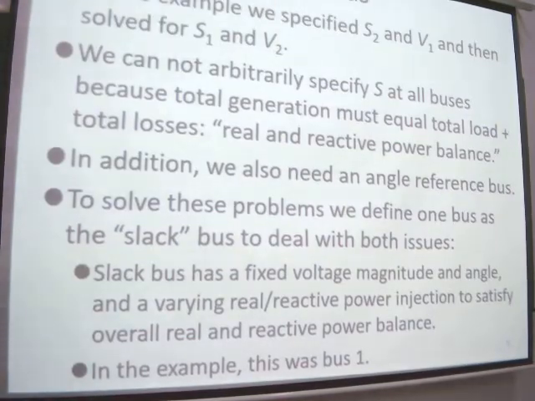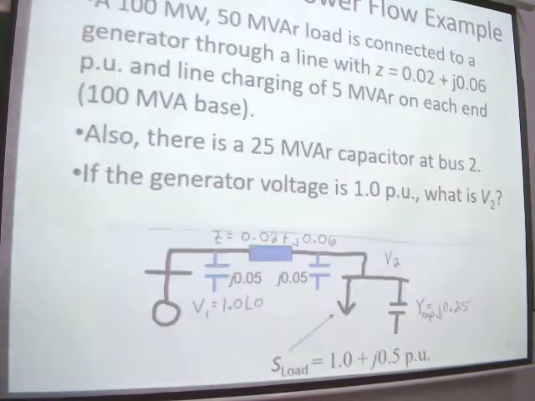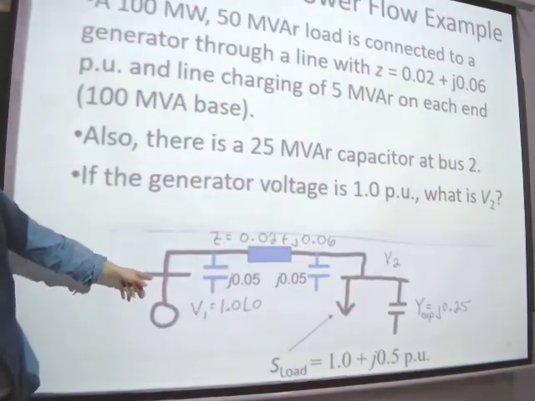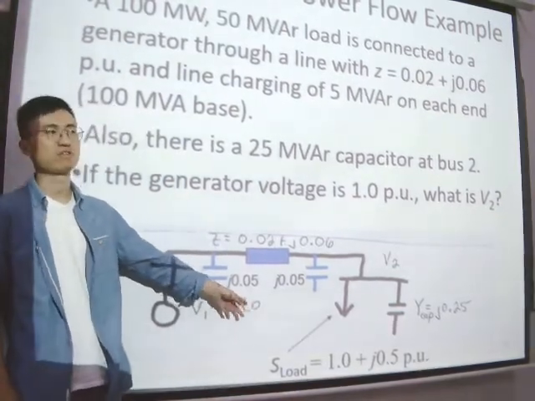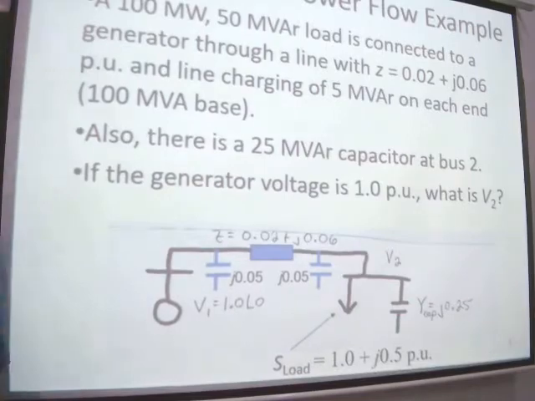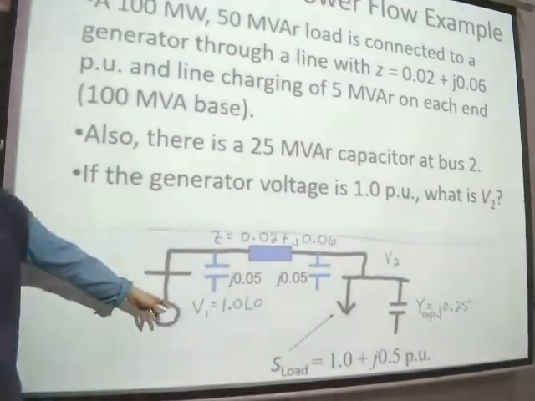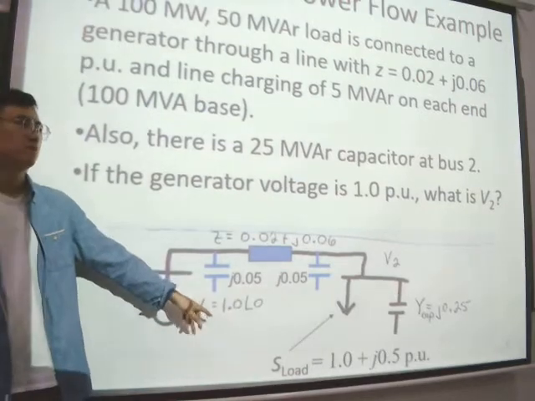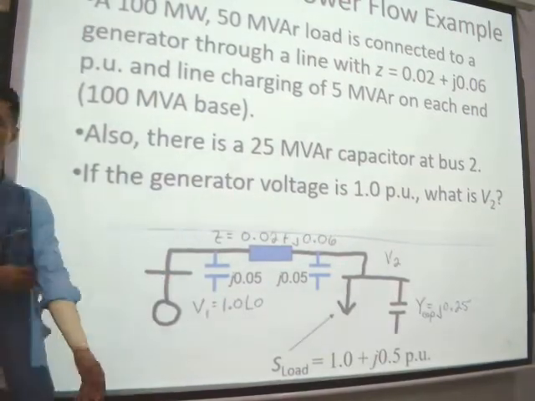This is the measure bus. We choose one as a reference, like here is the reference bus. 0.0 degree is the reference angle, and 1 is the reference magnitude. It's just like the per unit, the base of the per unit equation.